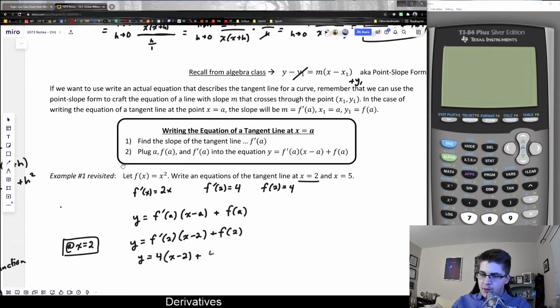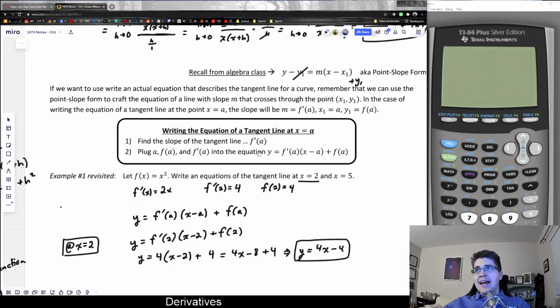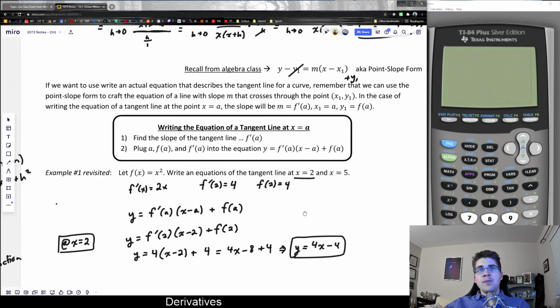And so what I would have is 4. And this would give me the equation for x minus 8 plus 4. And simplifying this, this would leave me with the equation y is equal to 4x minus 4. And so this would be the equation of the tangent line at x is equal to 2.